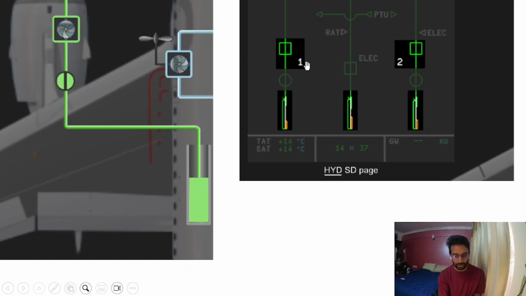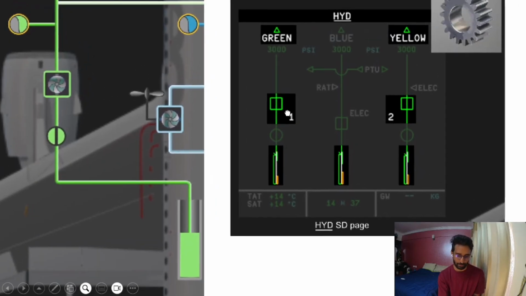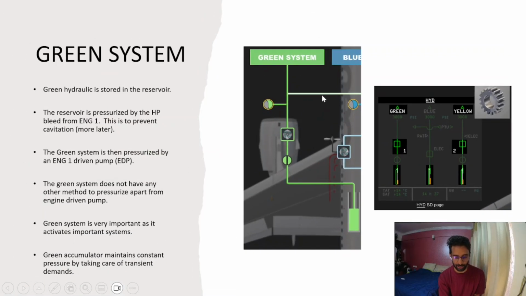So this engine 1 is in white. If the engine is running, it will be in amber when the engine is not running. So you can see this is the pressure. We'll talk about the pressure limitations later. It is being supplied to the green system. This arrow indicates that the pressure is going forward to the green system. So I hope you guys understood the basic functionality of a green hydraulic system.